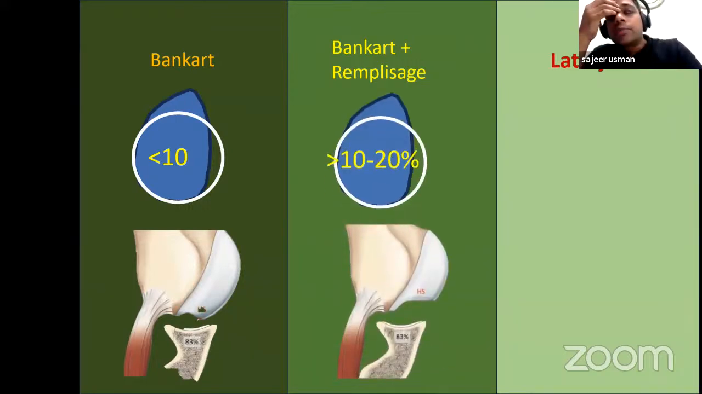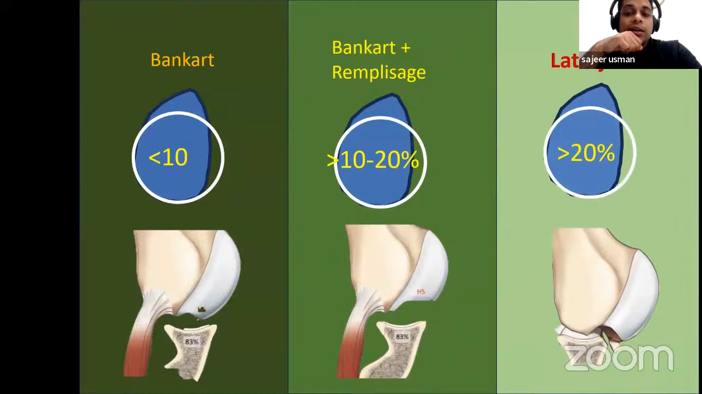What is for Bankart plus Remplissage would be 10 to 20% of bone loss. And if they have a slightly off-track Hill-Sachs lesion, this may be amenable for a Bankart plus Remplissage like procedure. But if you do have anything more than 20% of bone loss, and if you do have a bipolar lesion, you're looking at definitely a bony procedure like Latarjet.